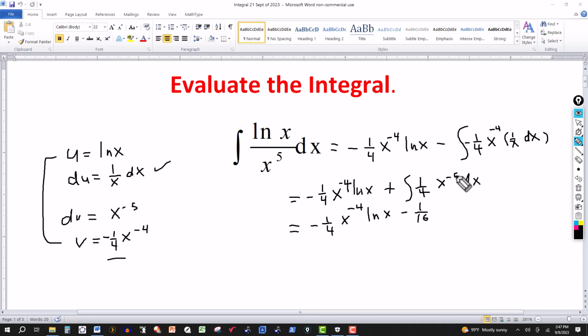Again, I'm adding 1 to the negative 5, make it a negative 4, x to the negative 4, and we divide the 1/4 coefficient by negative 4. So 1/4 divided by negative 4 is negative 1 over 16. This is plus the constant of integration. So the final answer then is negative 1/4 x to the negative 4 times the natural log of x minus 1 over 16 x to the negative 4 plus the constant of integration.